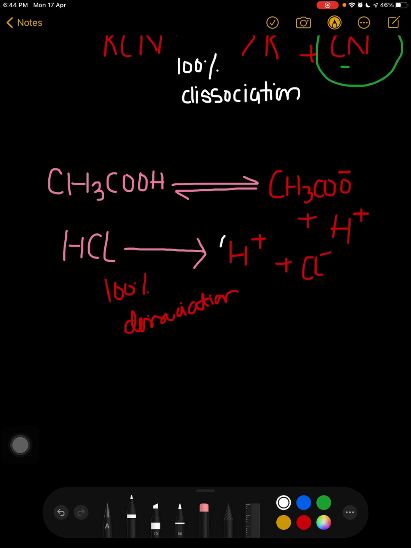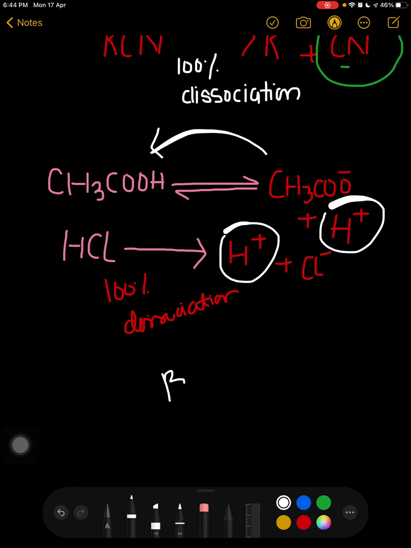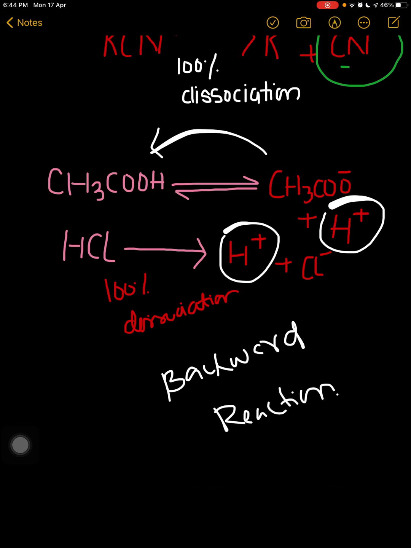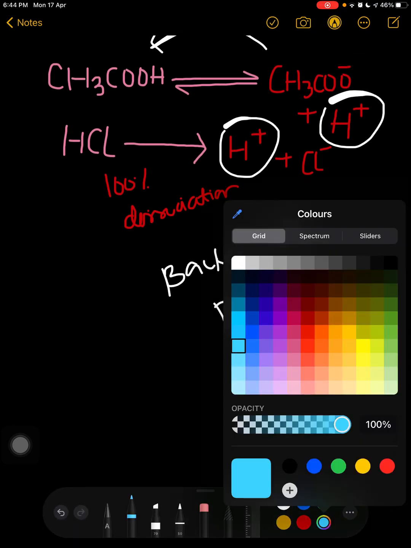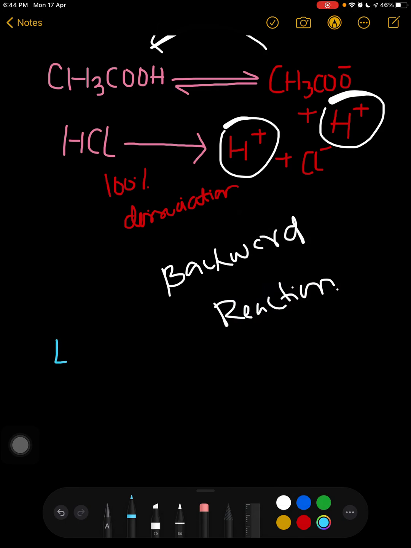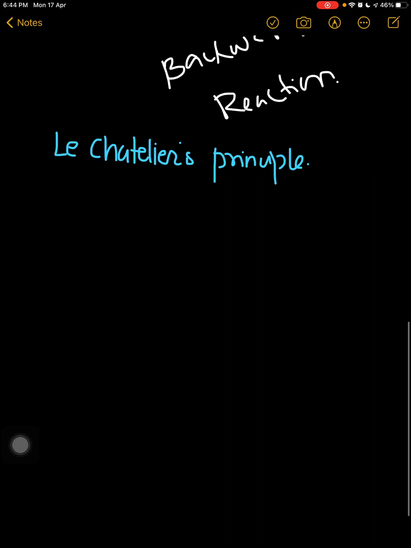As you can see over here, this H plus and this H plus are both common ions, so again the reaction will shift backward. Why? If someone asks you what the principle behind this mechanism is, the principle involved is Le Chatelier's principle. So now let's look into the applications of the common ion effect.